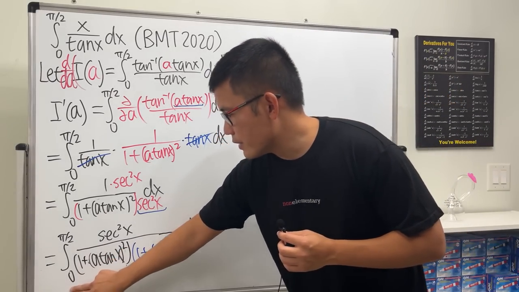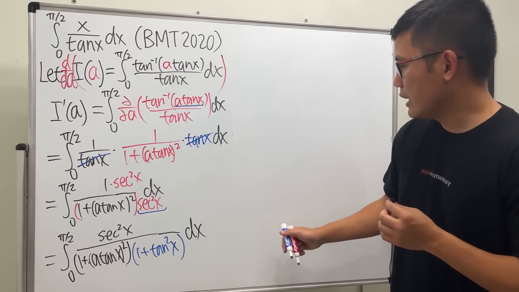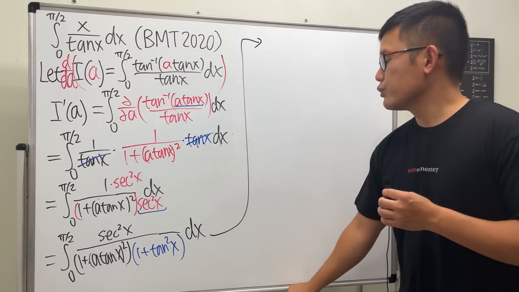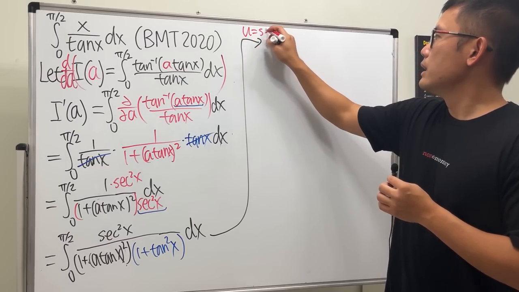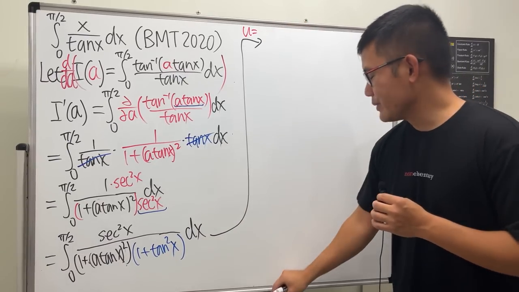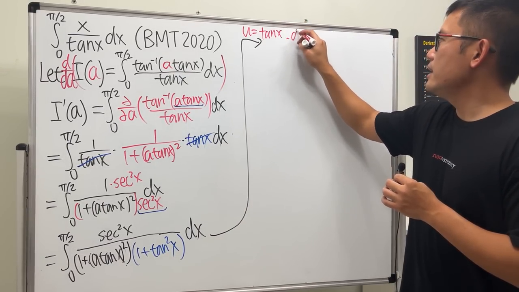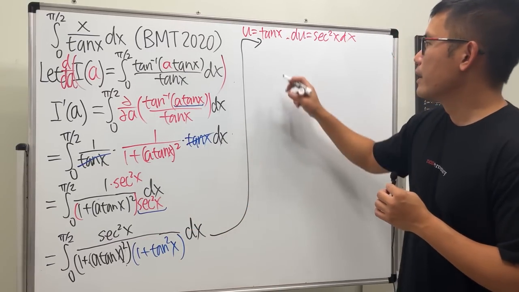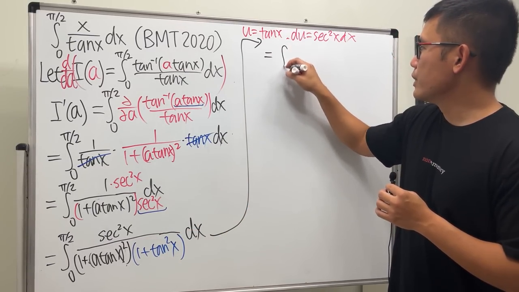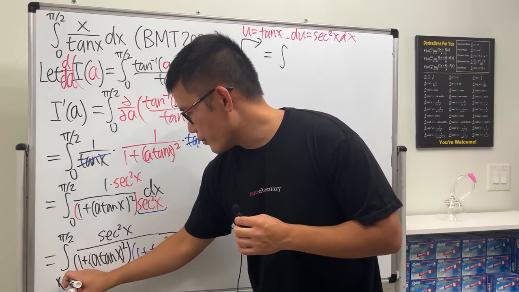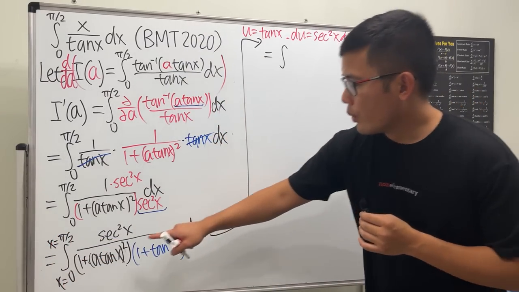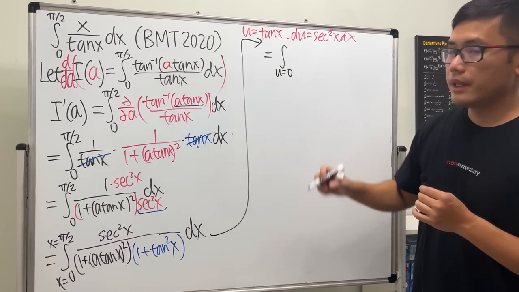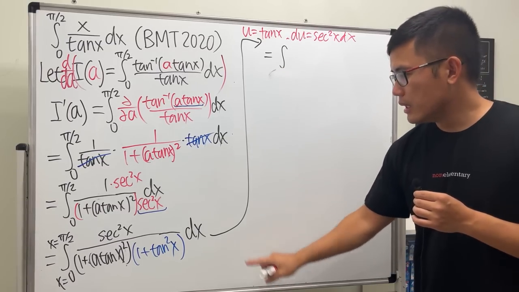Because we can just do a u-sub. Let u equal tangent x, and then du is nicely equal to secant squared x dx. And we can take this integral to the u world. Don't forget, x is going from 0 to pi over 2. When x is 0, u is going to be tangent 0, which is just 0. And then we will also have to put pi over 2 into tangent x.